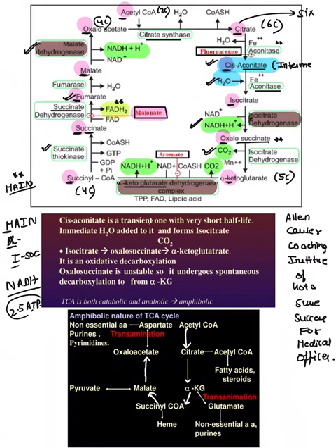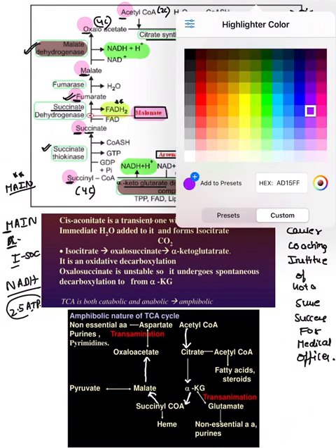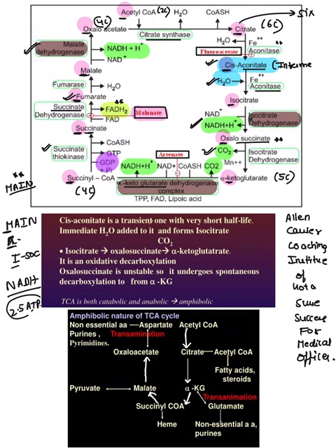Then from fumarate to malate you have fumarase, and from malate to oxaloacetate you have malate dehydrogenase. So this was all about the cycle. And if you notice, there is a very special thing here: this is a substrate level phosphorylation, where GDP is converted to GTP. We'll talk about the energetics of the cycle also.